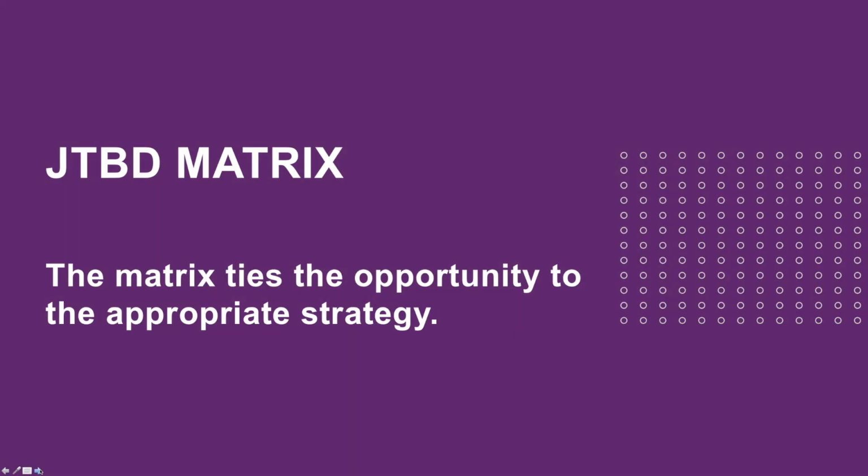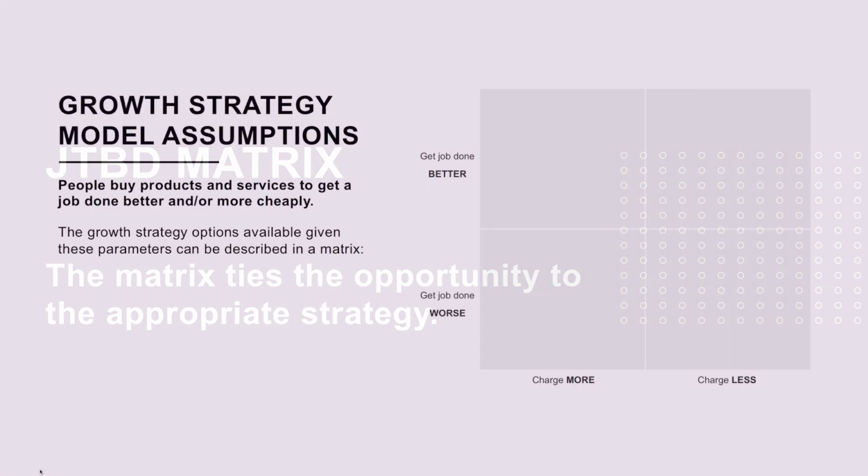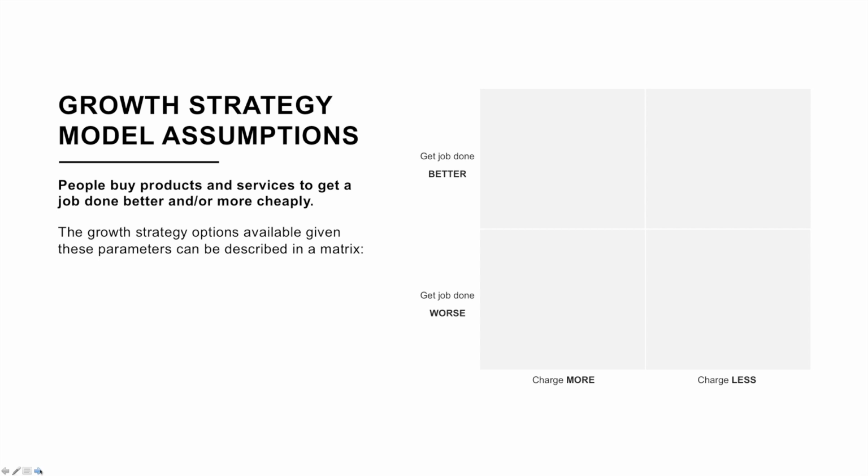Next, we introduce the jobs to be done matrix, so you can see how all these pieces start fitting together. The matrix itself ties the opportunity to the appropriate strategy. In other words, you don't really get to pick the strategy so much. It's dictated based on the structure of the segment. So as we'll explain here, at a very high level, you can get the job done better, or you can get it done more cheaply. So this leaves us some possibilities.